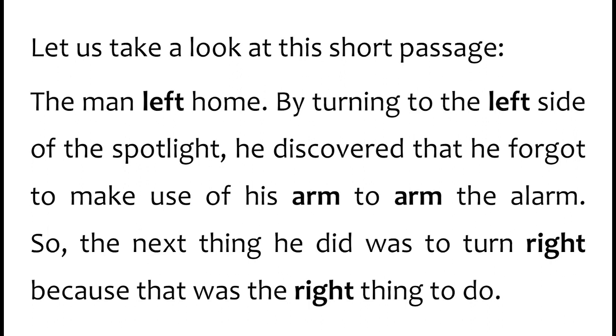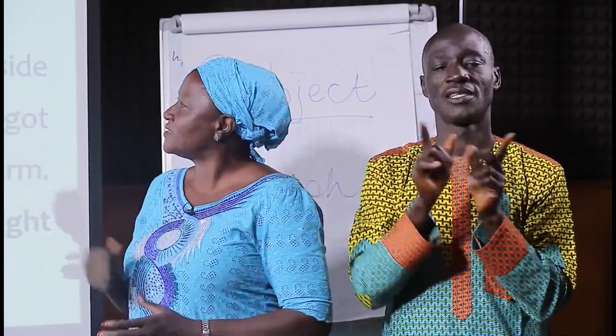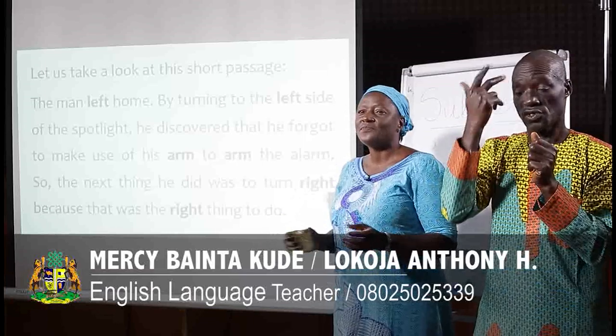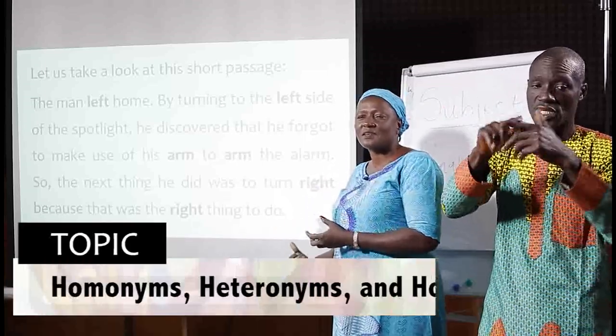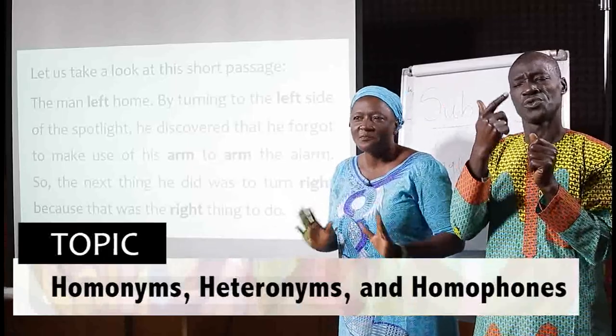The man left home. By turning to the left side of the spotlight, he discovered that he forgot to make use of his arm to arm the alarm. So the next thing he did was to turn right because that was the right thing to do. You see, there is a play with words here. So these words that we have played with are homonyms because they sound the same, they are spelled the same. But taking a closer look at the passage, they serve different meanings.